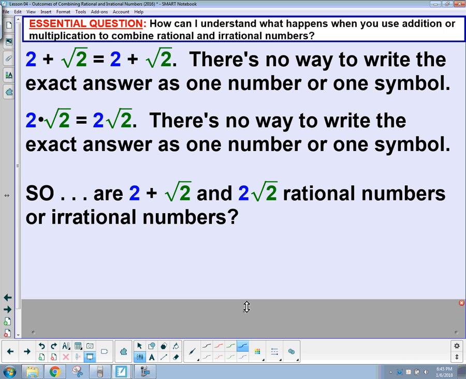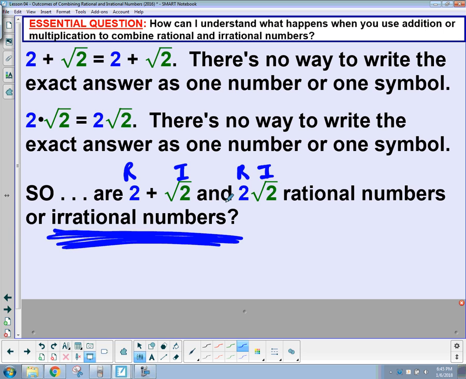So, are 2 plus root 2 and 2 root 2 rational numbers or irrational? Well, this is rational, this is irrational. Our notes tell us the result is irrational. Man, this is such a tongue twister of a lesson. Whenever you have a rational and irrational, the result will always be irrational.